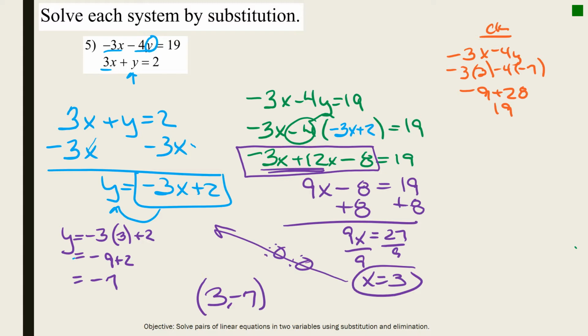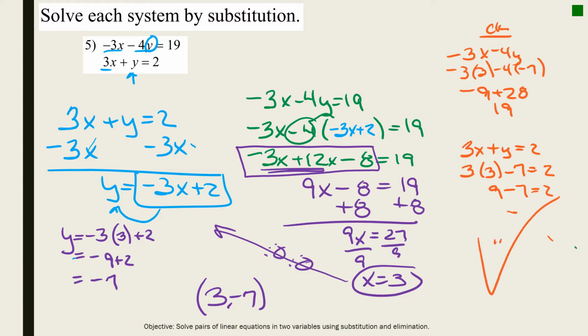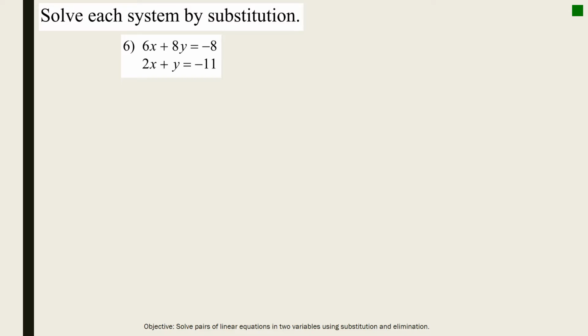Is that what I was supposed to get? Yay! Now for the 3x plus y equals 2, I'm going to put 3 in for x, negative 7 in for y. 9 minus 7 equals 2. Check! Happiness. Okay. We are zipping, guys.